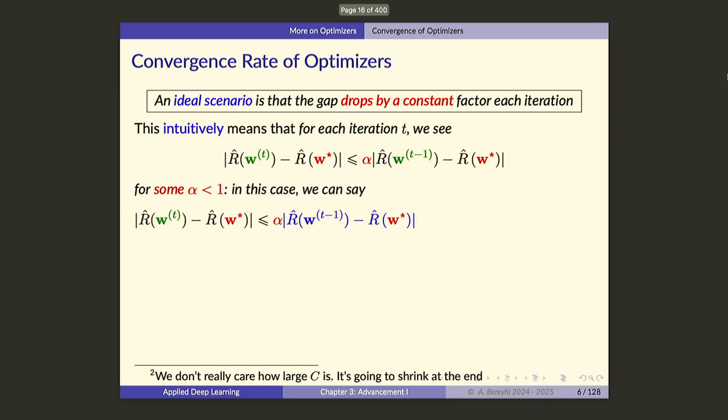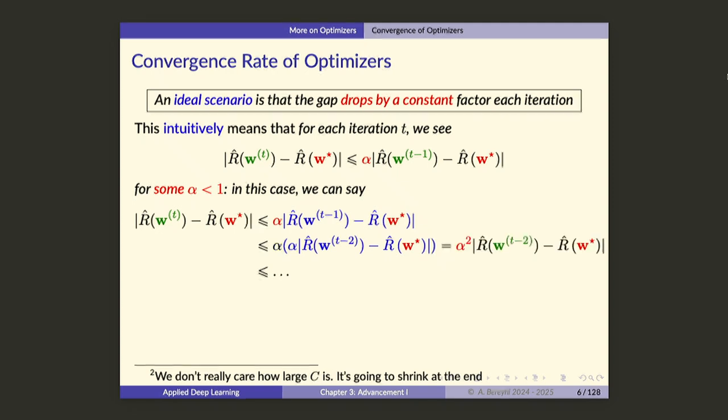Now, why is this ideal? Say that I am in a particular iteration t. In iteration t, I am alpha times the optimality gap in the previous iteration. In the previous iteration, I was alpha times the optimality gap in the second previous iteration. So I can write it as alpha squared times iteration t minus 2, and I can keep going like this. If I compare it to iteration 0, the very first point that I started with, this is going to be alpha to the power t. Makes sense.